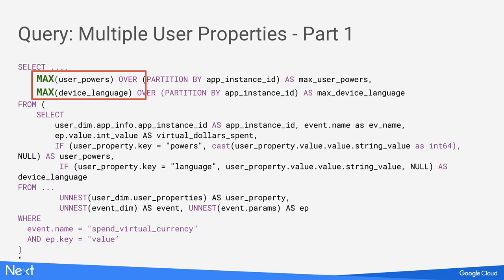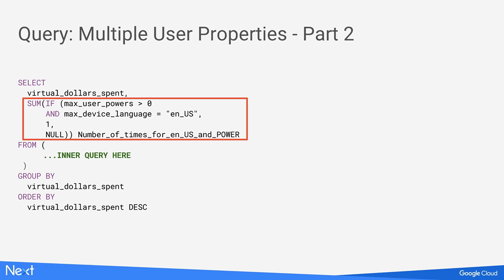Here is the query that we just executed. The query is in two parts. In the first part of the query, we apply the max function to all of the rows so that user properties are applied uniformly to all bundles of events for the given user. And in the second part of the query, we take the results from the inner query and only select those events for which both our user property criteria are satisfied, the power-ups and the language.